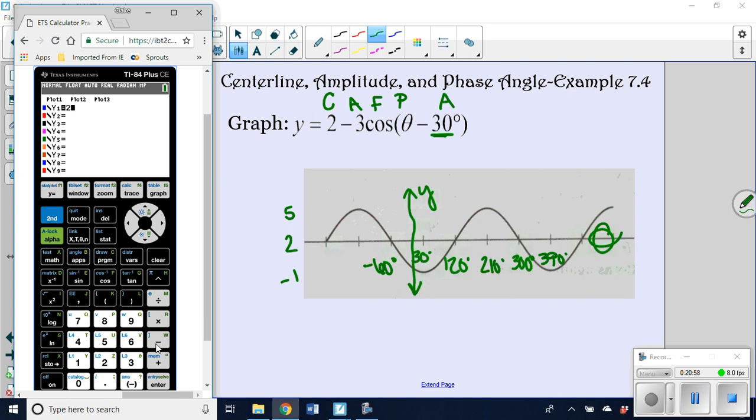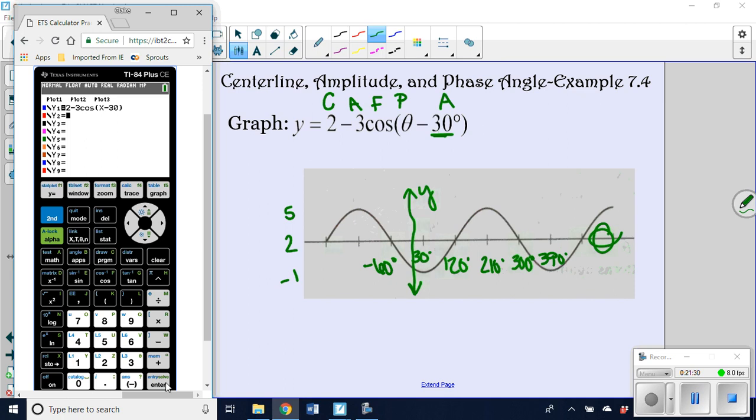2 minus 3 cosine. Now, we have theta. If you look, there's a theta here, but when you hit that button, it goes to x. That's okay, because we're going to do an x and a y-axis, not a theta and a y-axis. And it'll graph the same way. It's just a different variable for your axis. So once you have your graph equation entered, you're going to hit enter.